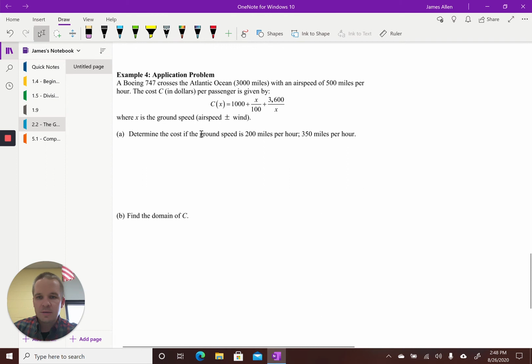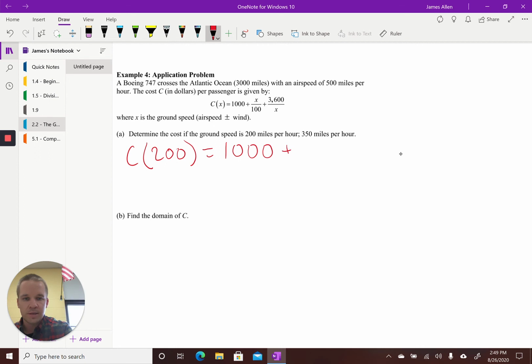So determine the cost if the ground speed is 200 miles per hour and if it's 350. What are we doing with that? I'm going to pop out my TI-84. I've been waiting to use this bad boy this whole time. If I plug in 200 miles per hour for x, C of 200 is 1,000 plus 200 over 100 plus 3,600 over 200. I'm going to get 1,020. So that's my cost if my ground speed is 200.